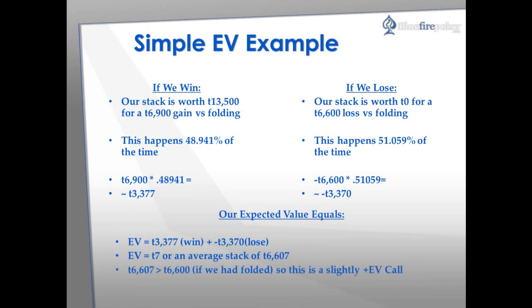Well, that 6,607 is better than the 6,600 we would have had we just folded the hand. So this is actually a slightly positive EV call. But note that we are actually still losing money versus where we started the hand, but we are gaining money or chips versus folding.